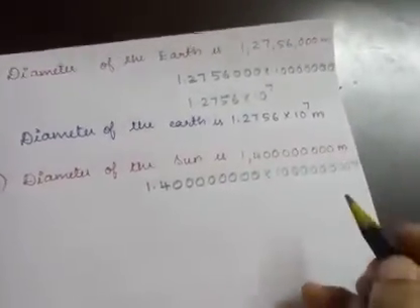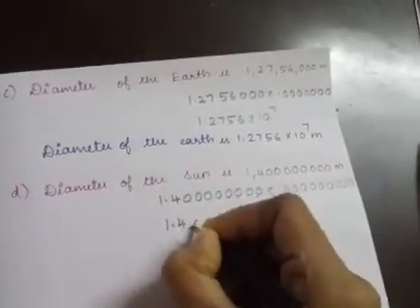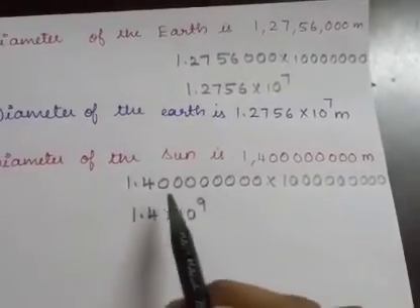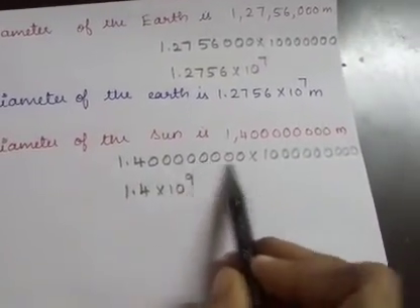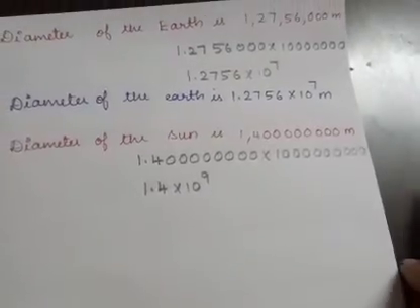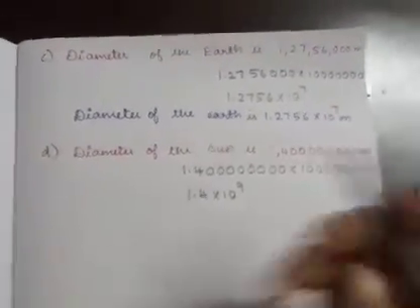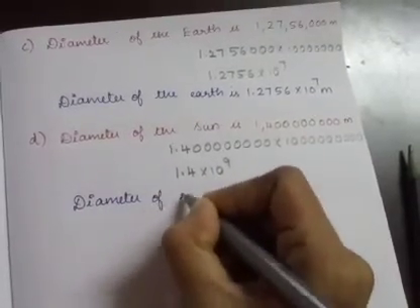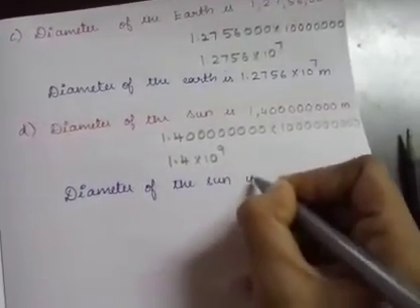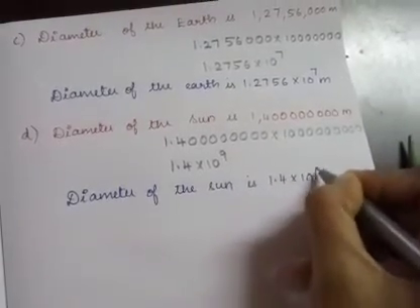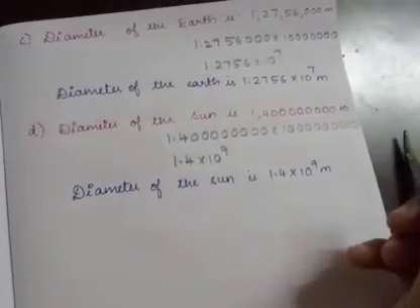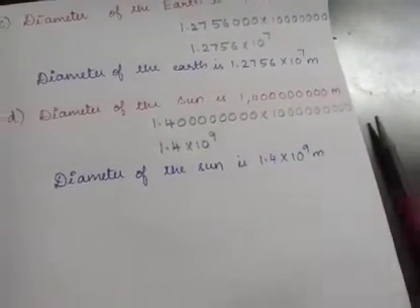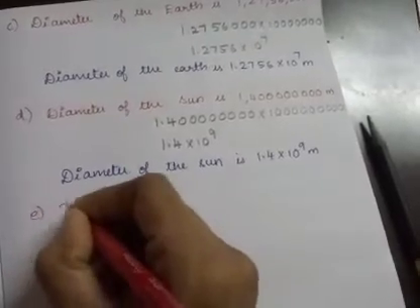Okay, so I have written that. Now 1.4 into 10 power 9. Why is it 10 power 9? Because after this decimal point we have 9 digits. So 1.4 into 10 power 9. So I am writing the answer. Diameter of the sun is 1.4 into 10 power 9 meter. Okay. Next is your E problem.